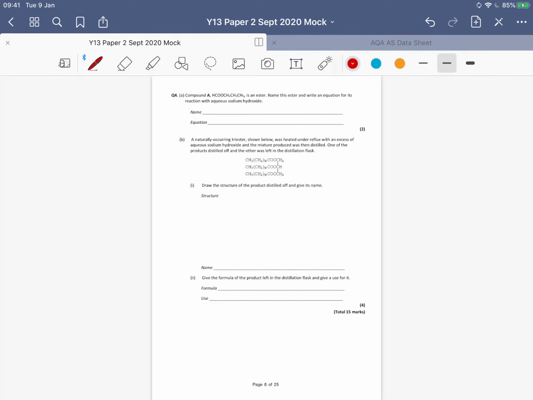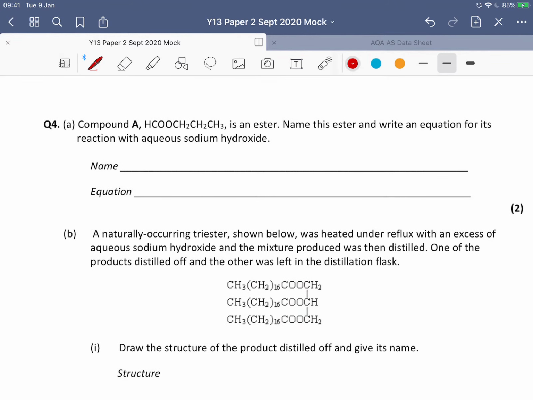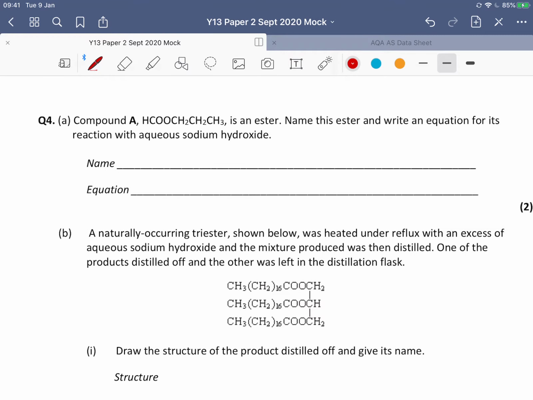Okay, so now we're on question 4. It tells us that compound A is an ester. So we have to name this ester and write an equation of its reaction with sodium or aqueous sodium hydroxide. So I think to help us name this, I'm going to draw a structure.